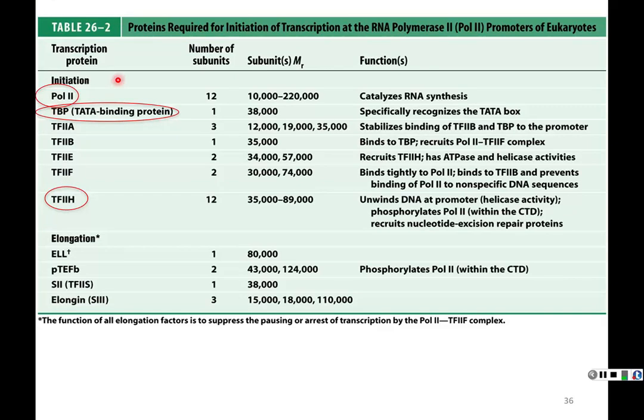Right, so this is a table from the book of the different subunits of some of the different proteins involved in RNA polymerase 2 in eukaryotes. Polymerase 2 itself has 12 subunits. You have this TBP, which binds to the TATA box. And then the other one I wanted to mention is TFIIH. So TF, transcription factor, II standing for polymerase 2, and H meaning it has a helicase activity, right? And this is what unwinds the DNA at the promoter. It also has 12 subunits in it. So this gets very, very complicated.